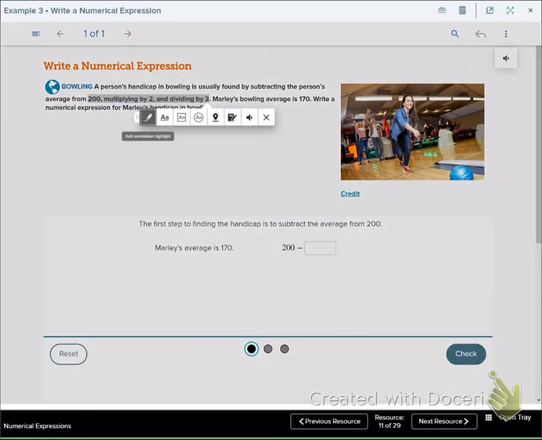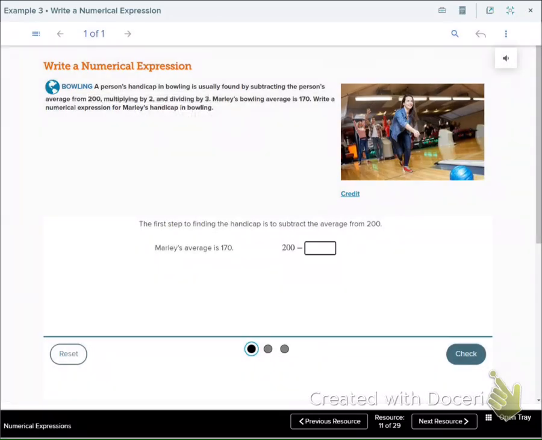So if her average is 170, we subtract that 170 from 200. So we're going to fill this in. Then it says to multiply that by 2. So we're going to do 2 times that entire quantity. We had to do the subtraction first.